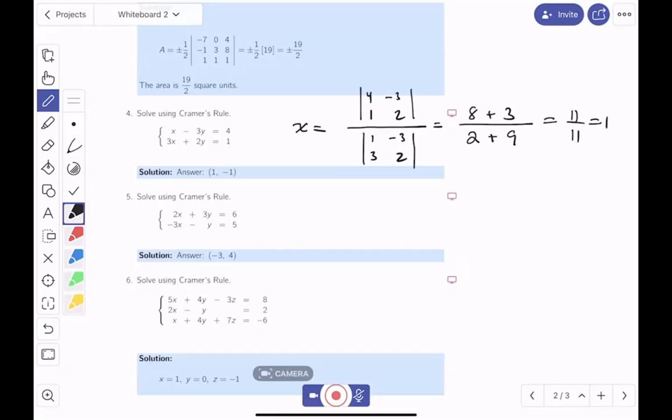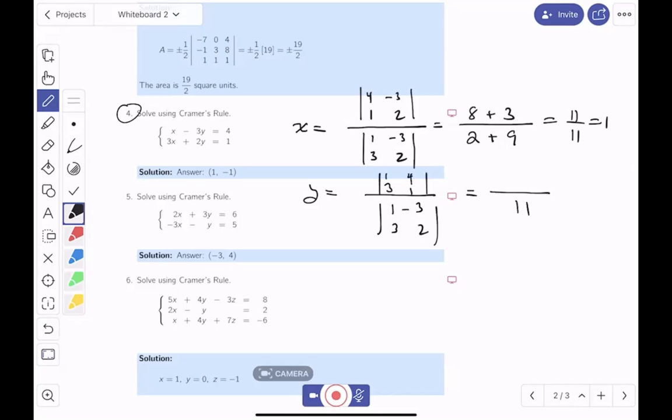Let's do the next one, which is y. Well, 1, minus 3, 3, 2. Let's put the top down now. The coefficients for the x, we're doing problem number 4, by the way, is going to be 1, 3. And what goes in the y column is a constant now, 4, 1. Tedious, but it's doable.